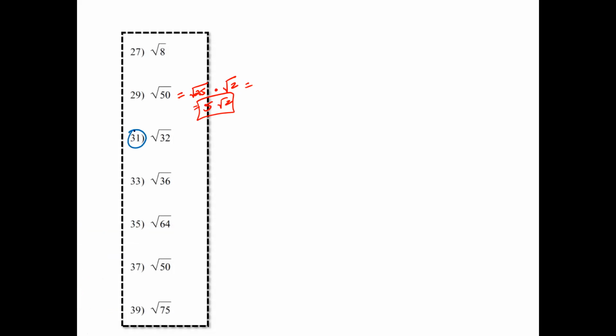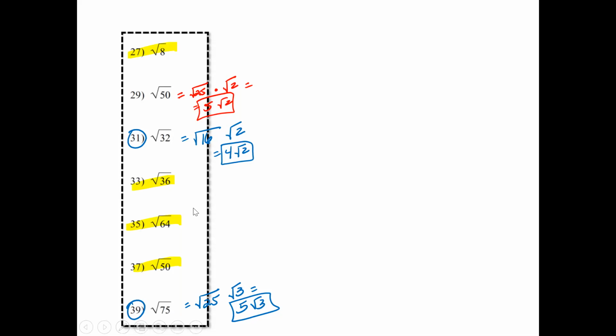Take a look at number 31. Another way of writing 32 is the square root of 16 times 2. The square root of 16 is 4, and the 2 stays inside the square root. So 4 square root 2. Next one, let's take a look at number 39. Another way of writing 75 is 25 times 3. The square root of 25 is 5. The 3 stays inside the square root. So now that I went ahead and did 3 of the questions, I want you guys to do the next 4. So pause the video and try that on your own.